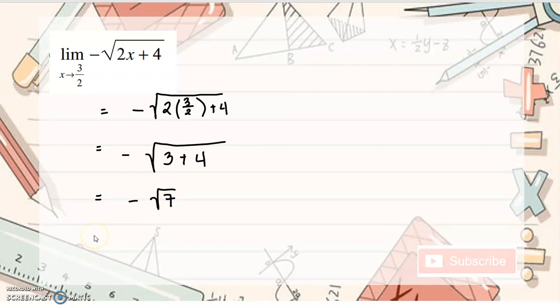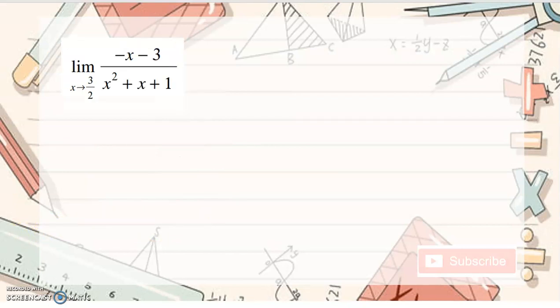So this can be your final answer now, meaning the limit of negative square root of 2x plus 4 as x approaches 3 halves is defined as the negative square root of 7. Let's have your last example for this video.